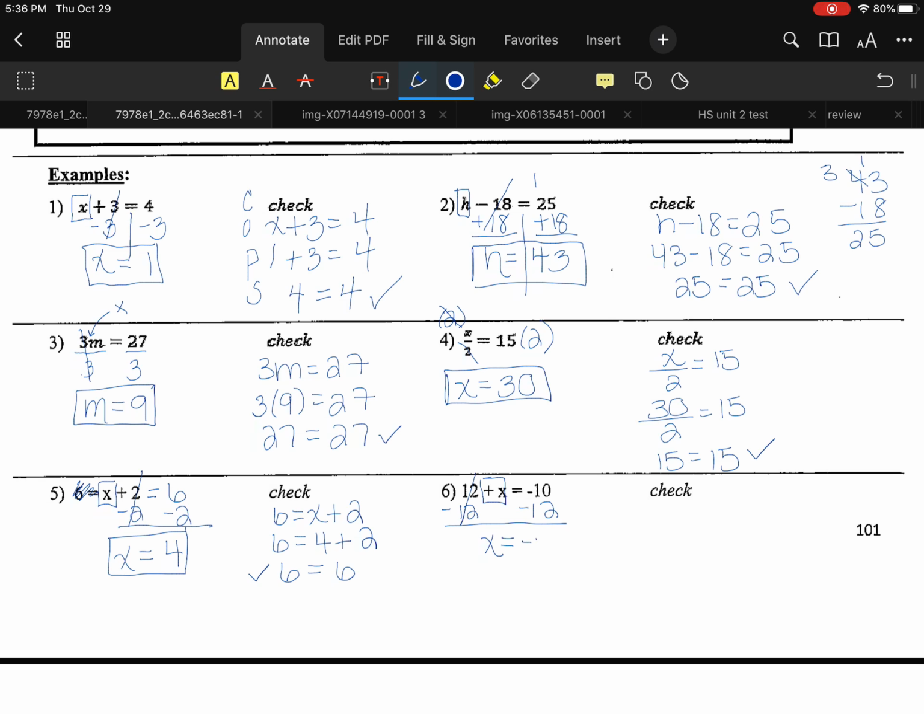Signs are the same. I add and keep the sign. So this should be a negative 22. So use that calculator. Negative 10 minus 12.